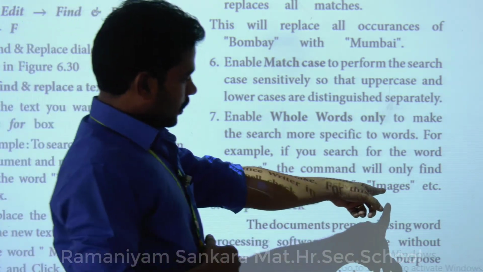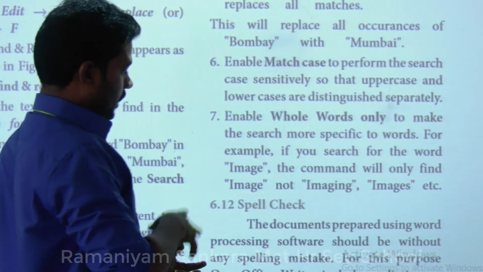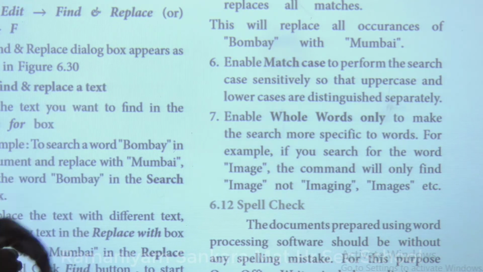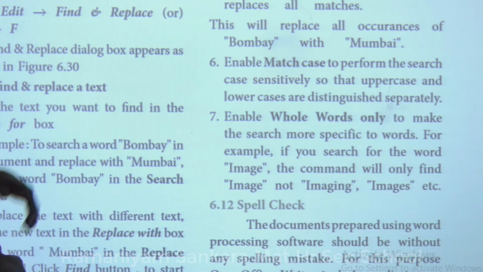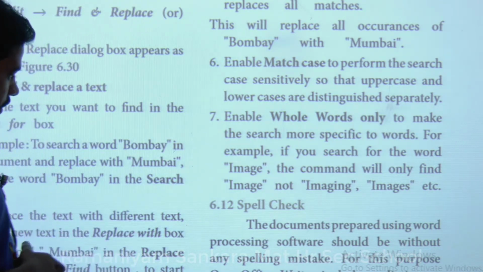So like that, if you give the plural form like images also, OpenOffice Writer will not find it. So you have to give the searching word exactly, the spelling must be in the exact manner. Only then will OpenOffice Writer's find and replace feature work in an efficient manner.